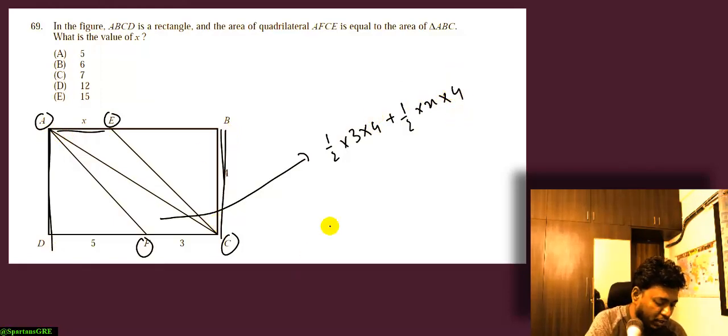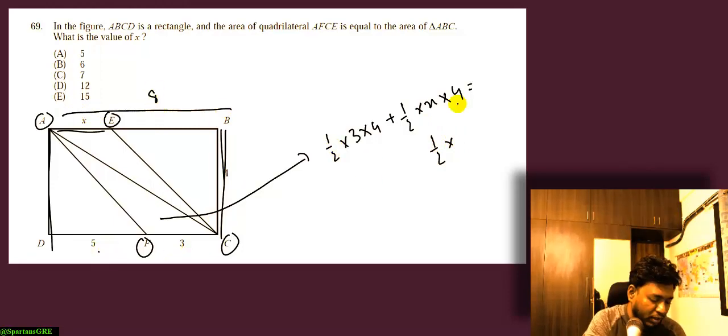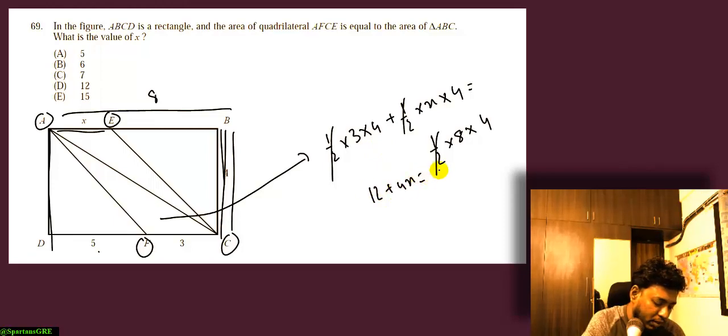So you can take this one is equal to the area of the rectangle ABC. So that will be base is this one. This total value is 8 because this is 5, this is 3. Half base into this total length is 4. So half, when you take common, you can cancel all these things. So this will be 12 plus 4x is equal to 8 4s are 32.